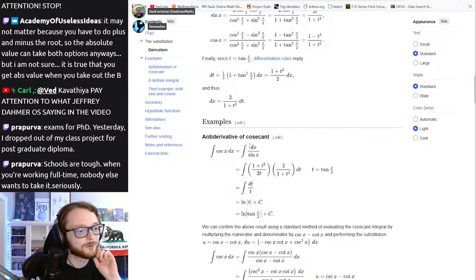Slim is saying it may not matter if you do plus and minus the root. In regards to the sign of B, you could have the absolute value and take it out. It is true that you would get the absolute value when you factor the B out, but it may not matter. Yeah, maybe not.